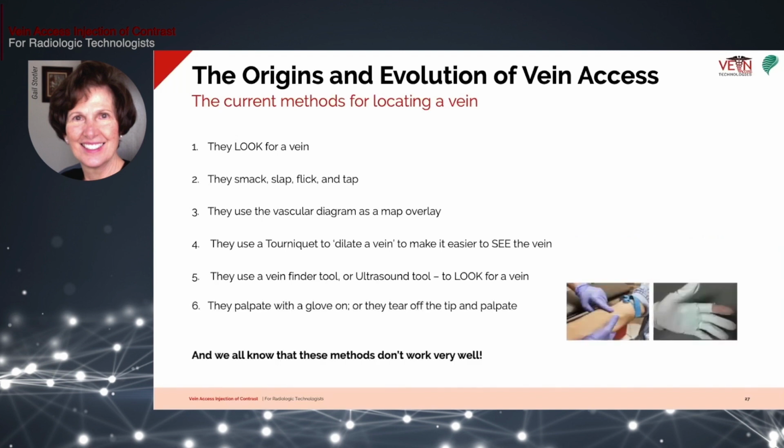And then the last, they want to palpate with a glove on. Well, if there's a barrier between you and the structure you're feeling, there's a barrier. And there are those who want to tear off the tip. Well, the guy who made the glove is probably hysterical at this point, because now you no longer have a barrier between you and that potential risk of exposure to patient bodily fluids. So this glove thing, we're going to fix that problem as well.